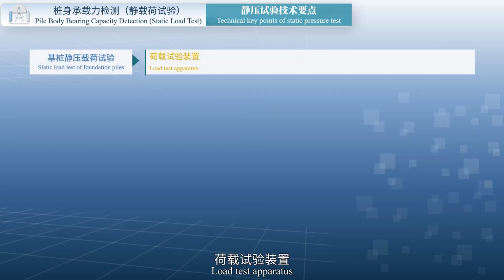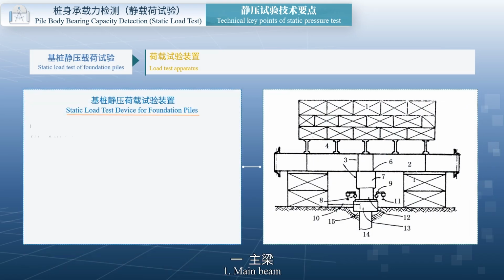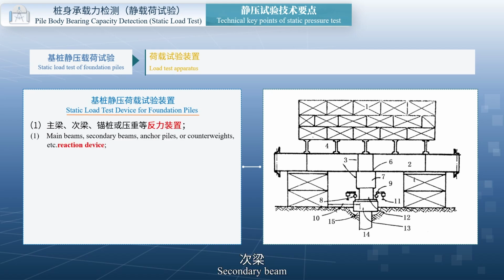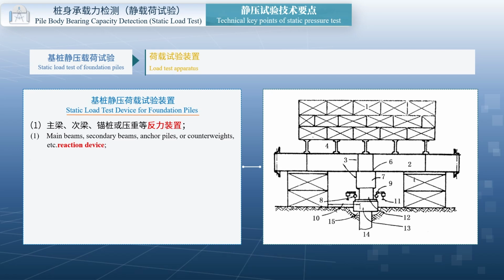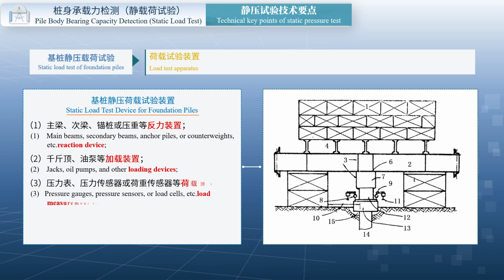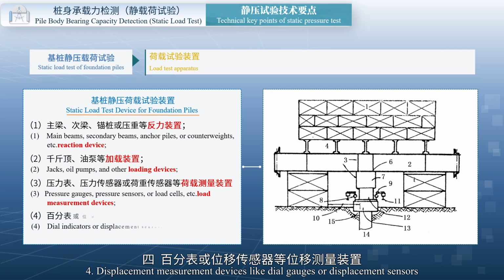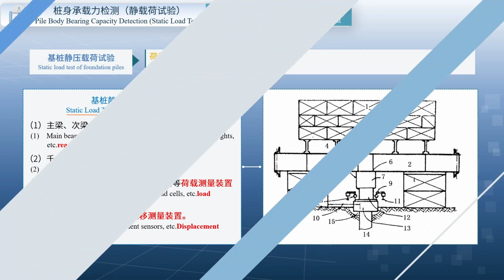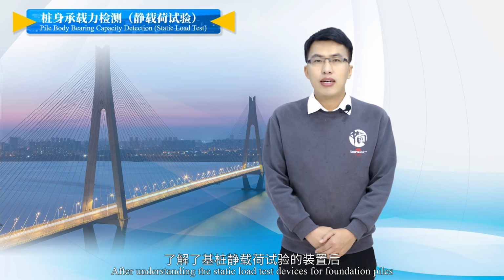Load test apparatus. Static load test devices for foundation piles include: first, main beam, secondary beam, reaction devices such as anchor piles or counterweights. Second, jacks, oil pumps and other loading devices. Third, pressure gauges, load measurement devices like pressure sensors or load cells. Fourth, displacement measurement devices like dial gauges or displacement sensors.